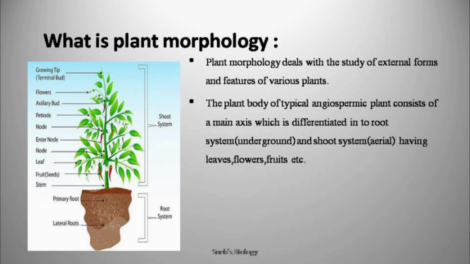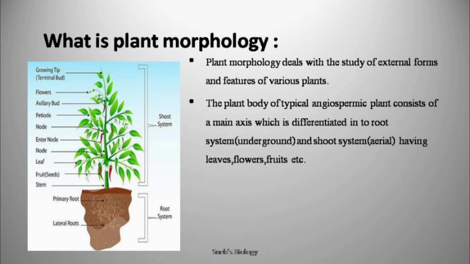So, the plant body of a typical angiosperm consists of a main axis which may be branched or unbranched. The plant axis is differentiated into the root system, which is underground, and the shoot system, which is aerial or above the ground, which consists of leaves, flowers, fruits, etc.